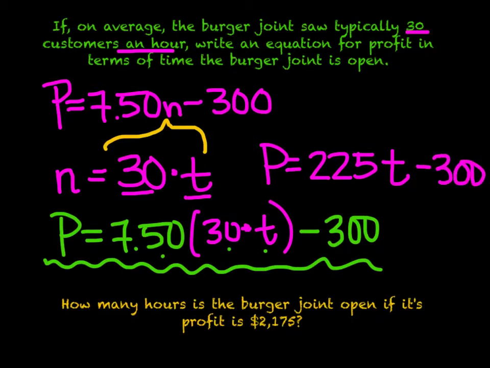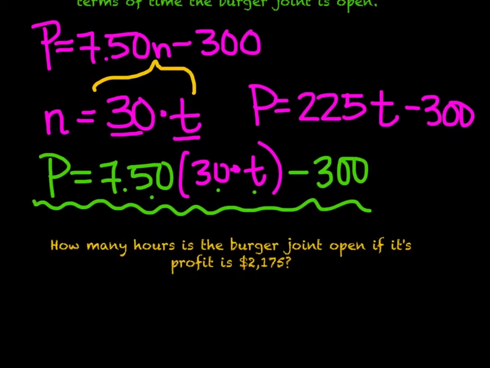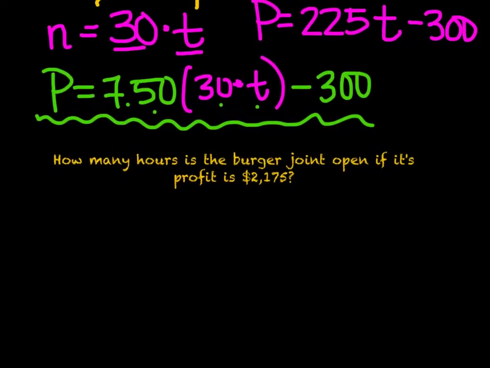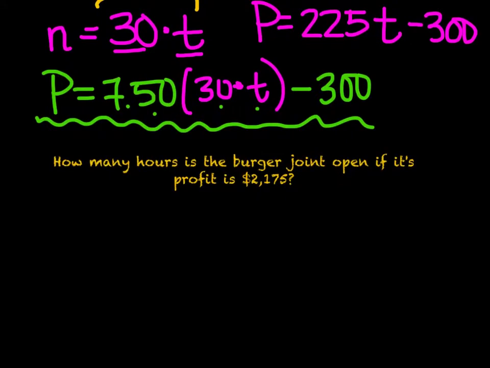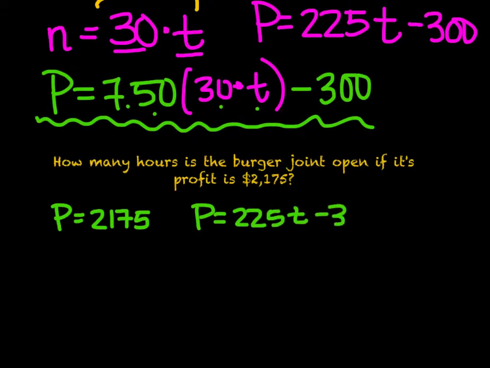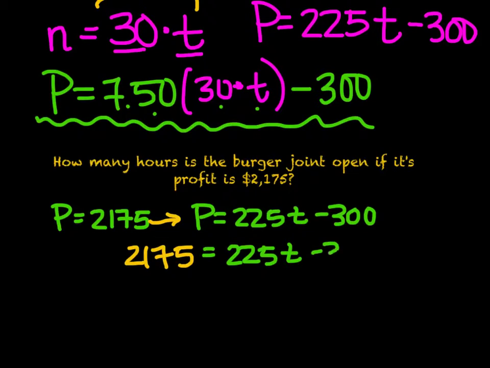That would get us our total profit. So how many hours is the burger joint open if its profit is $2,175? So profit is equal to $2,175, and my equation is P is equal to 225T minus 300. So that tells me I need to put this information in for P. So I'm going to do just that. I get $2,175 is equal to 225T minus 300.